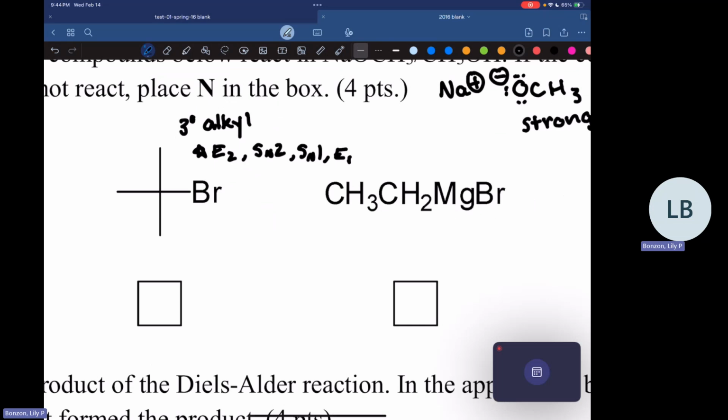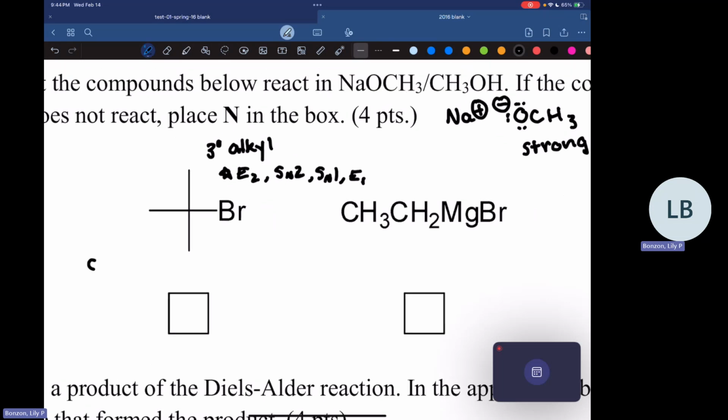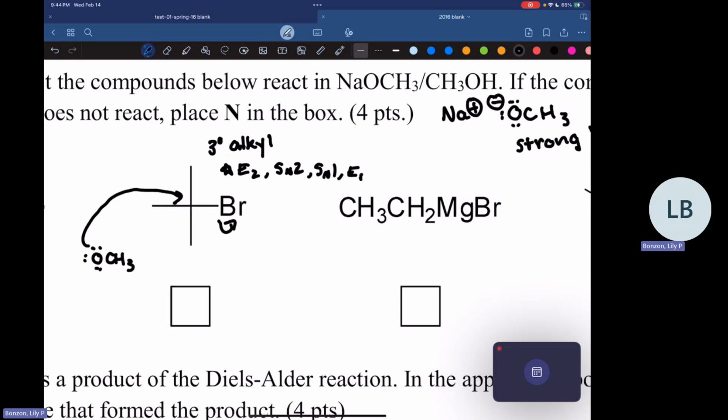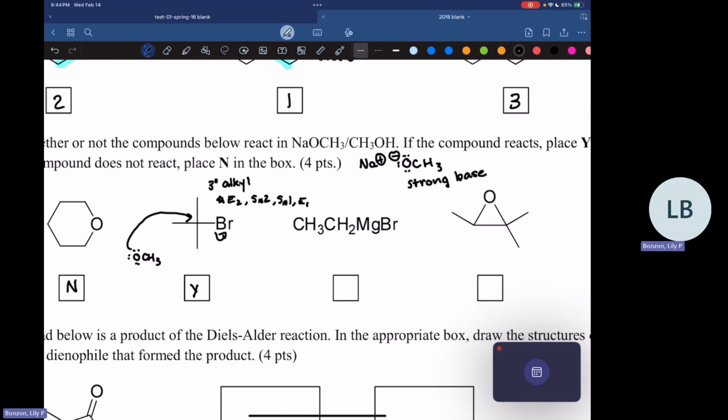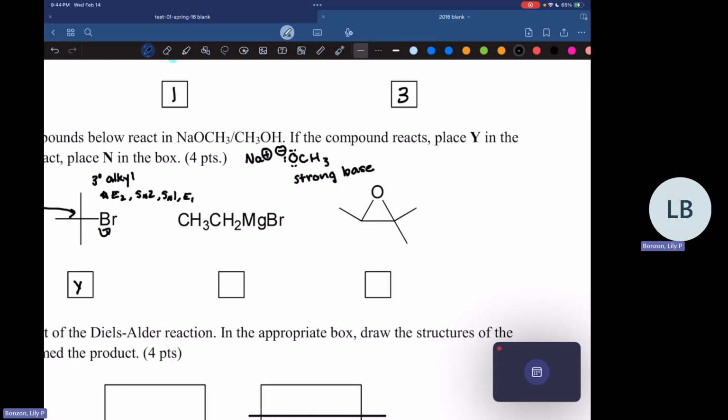So if you remember from organic 1, what would happen is the nucleophile would come in and attack the partially positive carbon, and that bromine would get kicked out, and we'd form an ether that way. So this one is going to be reactive towards that reagent.